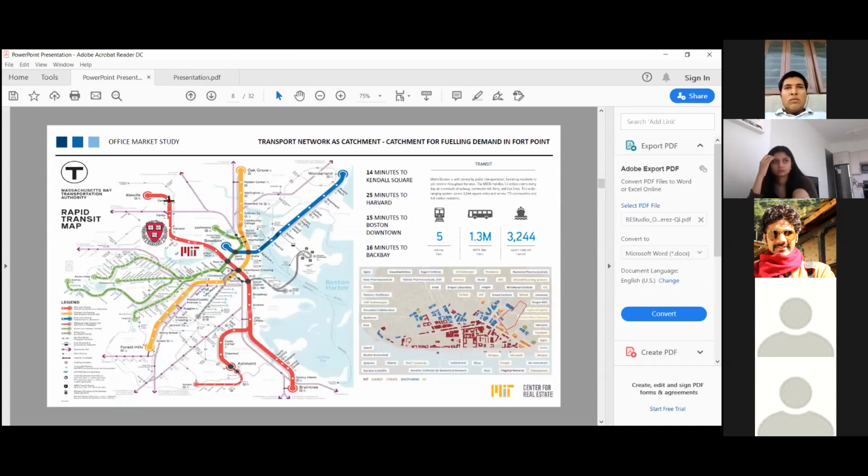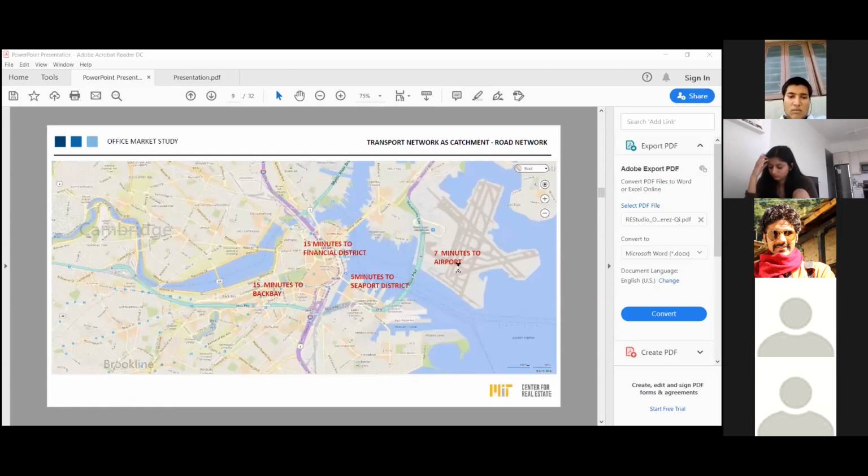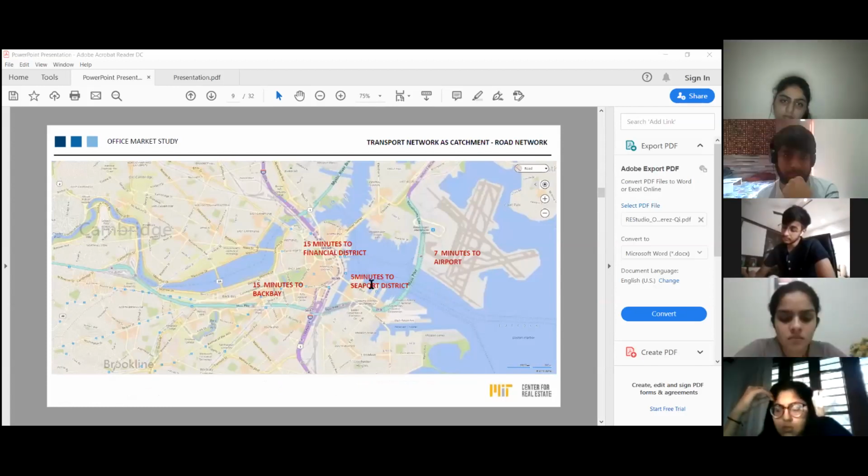I'll skip over some of these detailed analyses. Another thing you see, there's Harvard, there's MIT. Most people related to the institutions, almost a population of 100,000, are linked on the red line. So effectively, if your site is there, they're all coming in like that. The airport is 7 minutes from the site. The Seaport District proper is 5 minutes. The Financial District is 15 minutes.